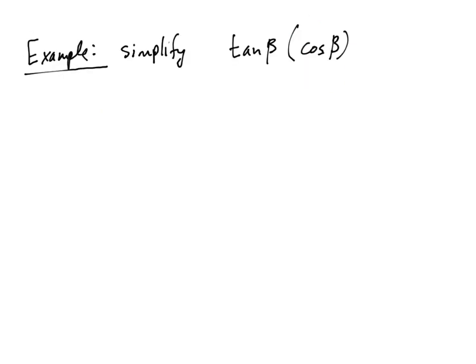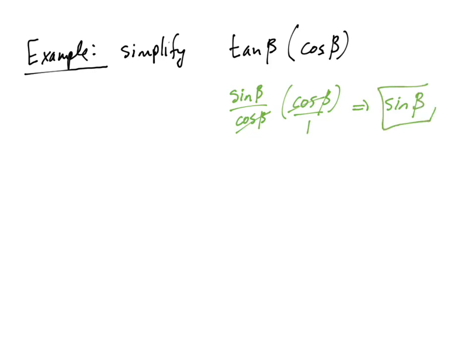All right, another simplification example. This expression is tangent of beta times cosine of beta. Again, I want to try rewriting everything in terms of sine and cosine. So tangent of beta is sine of beta over cosine of beta, and then multiply that by cosine of beta. So I can write that over 1, cross cancel, and we end up with sine of beta as the simplification. So that one's pretty straightforward.